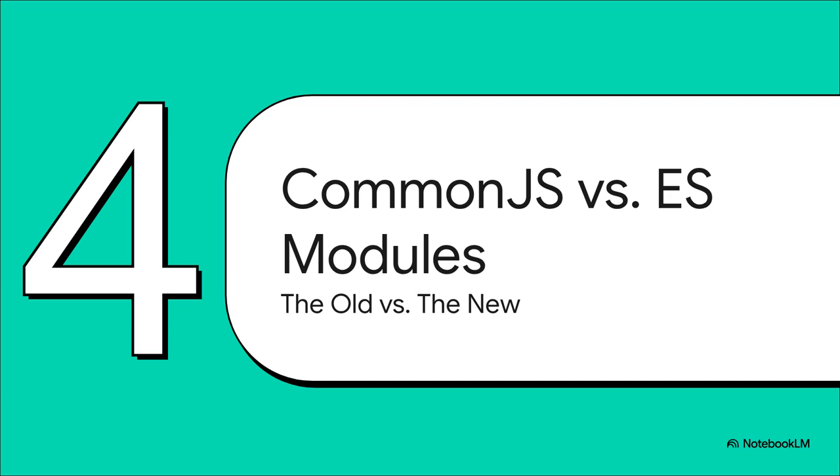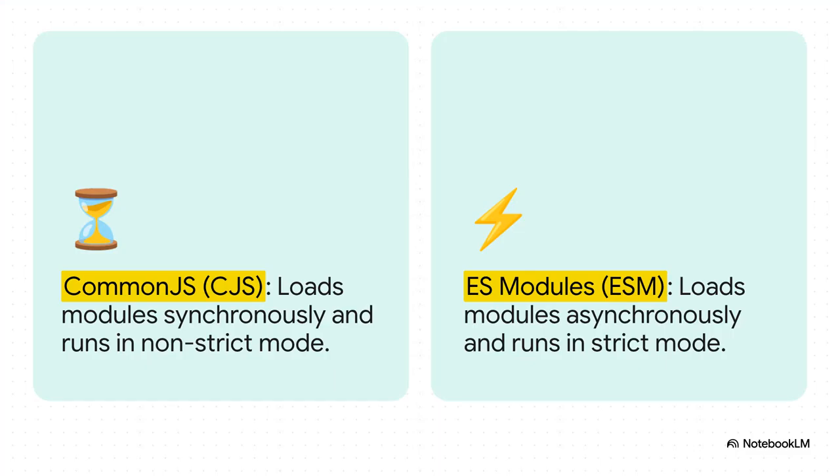Okay, so the system we've just been talking about with require and module.exports, that's called CommonJS. It was the original module system in Node. But times have changed, and there's a more modern system you absolutely need to have on your radar. So, what's the big deal? Well, it really comes down to efficiency and safety.